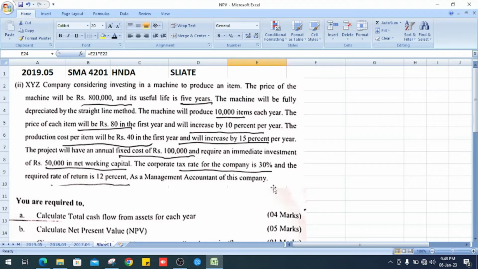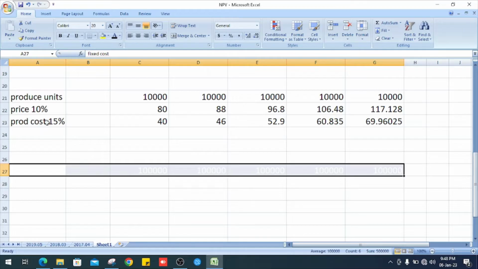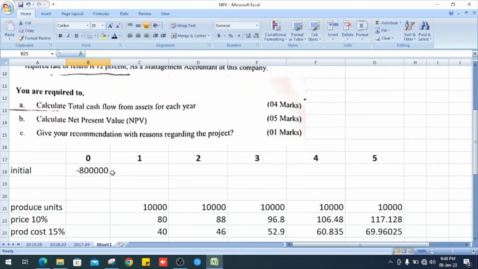Okay, next. The project will have an annual fixed cost of 100,000. Our fixed cost is 100,000. Enter the 100,000.